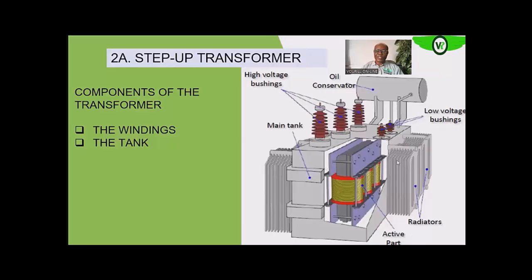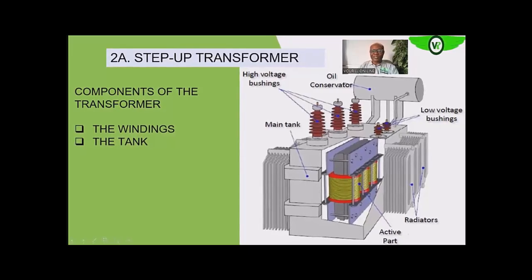So the tank also carries all other components, both protective and those components that are needed for the transformer to function properly, like the bushings, they are on the tank. The conservator, they are on the tank also. Even the radiators, the cooling fins, and what have you, they are all attached to the transformer tank.